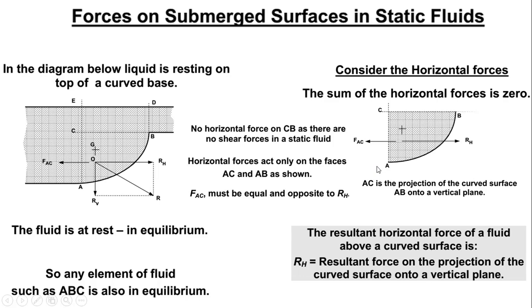Okay. Then from here we know that the sum of horizontal forces is equal to 0. Why is it equal to 0? Because the fluid is at rest. It's a static fluid, which means the summation of forces is equal to 0. In other words, the force in this direction, which is the force at AC, should be equal to the force in the horizontal direction going the opposite way, so that when we add RH and FAC, we get 0.